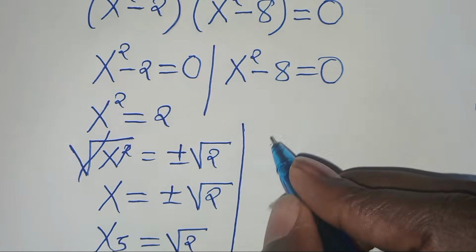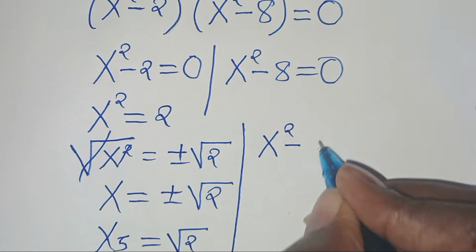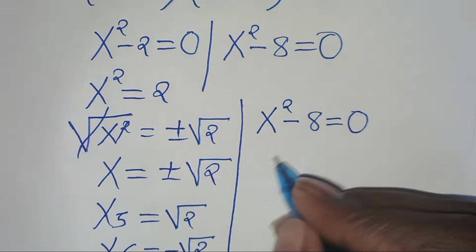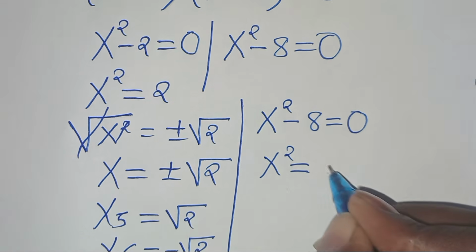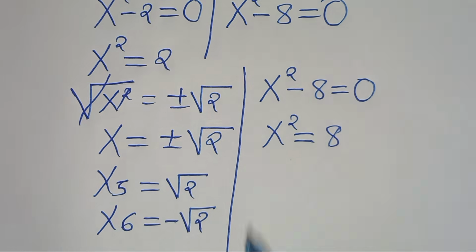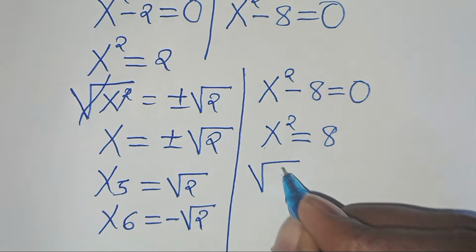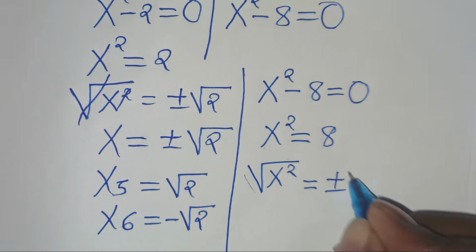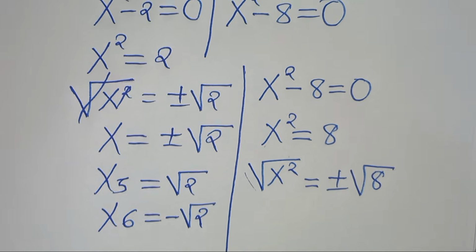We have x to the power of 2 subtract 8 equal to 0. So we have x to the power of 2 equal to 8. To solve for x here, we introduce square root on both sides. The square root of x squared is equal to plus or minus the square root of 8.